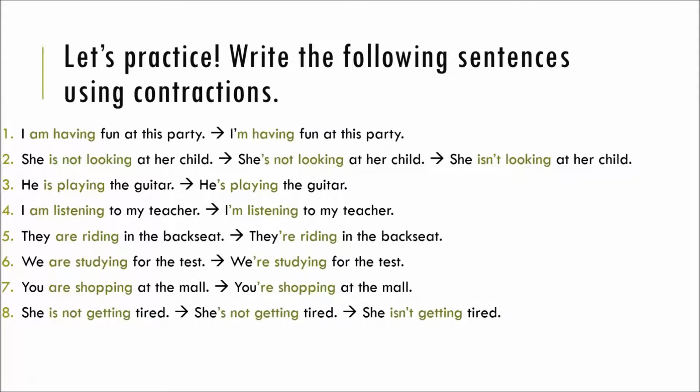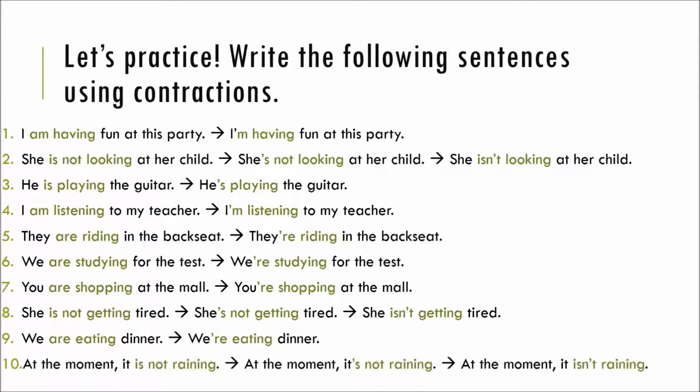She is not getting tired. Remember, we have two options for the negative contractions. She's not getting tired or she isn't getting tired. We are eating dinner becomes we're eating dinner. And finally, at the moment, it is not raining. I can say it's not raining or it isn't raining.